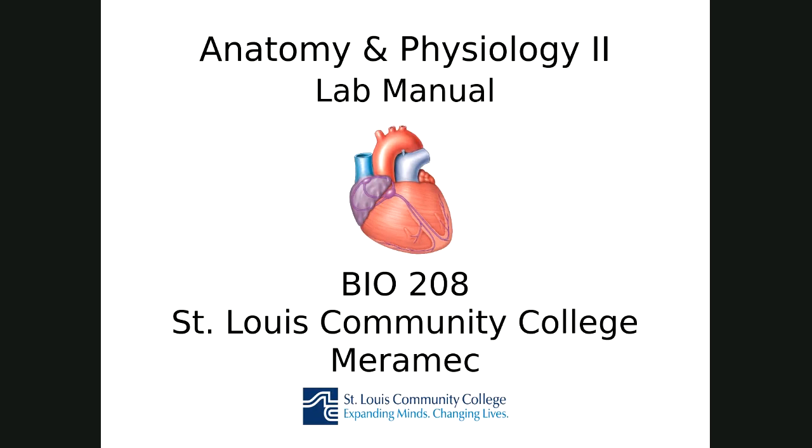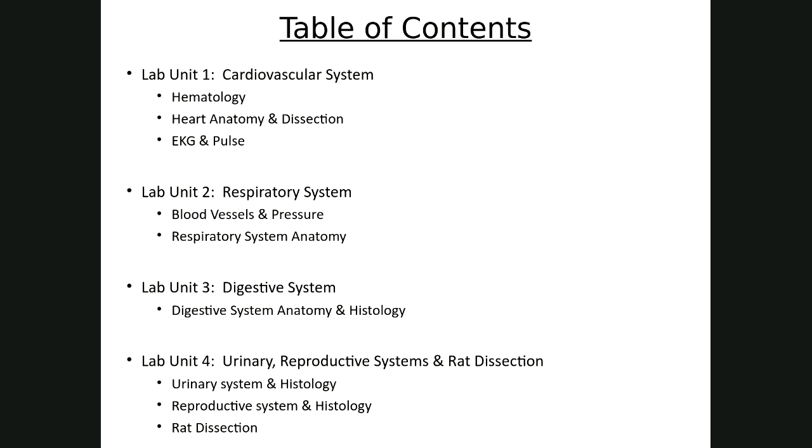All right, so this is going to be a quick overview of the first unit for lab. As you can see, this first page is just the cover page for lab, and then a table of contents of how the semester will go, in regards to what we're going to be looking at. For now, obviously, we are just focusing on lab unit 1, the cardiovascular system. Then we'll do respiratory in lab unit 2, digestion primary in lab unit 3, and then in lab unit 4 we'll have urinary and reproductive.